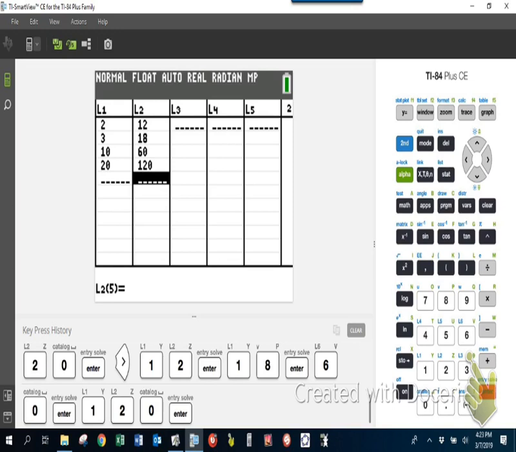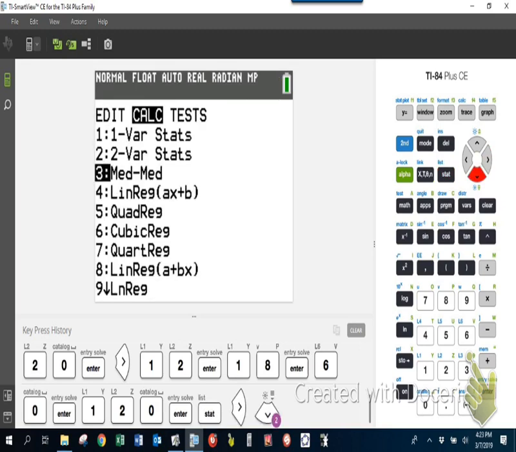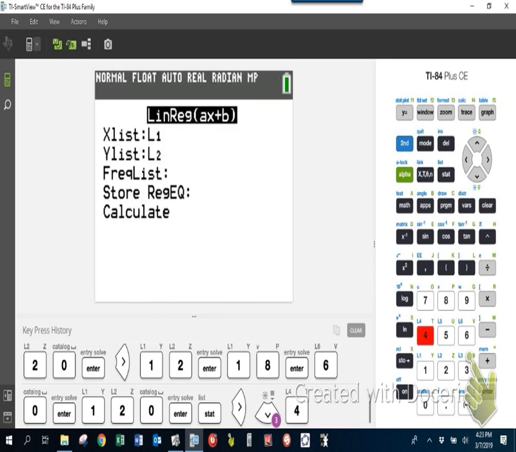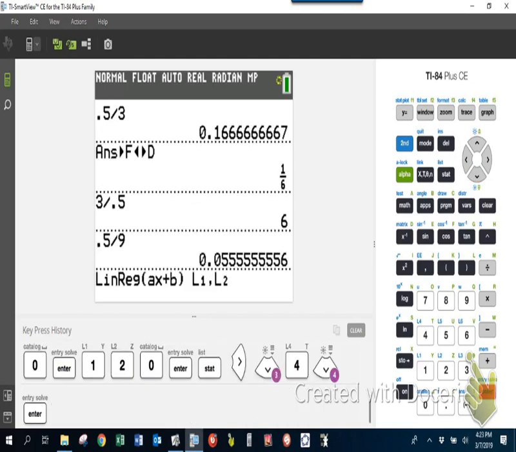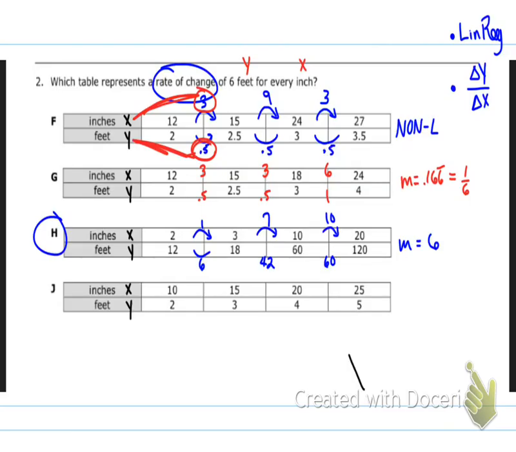Now, from here to finish off linear regression, I do stat, and this time I move over to calculate. And I want to choose option number 4. My ax plus b represents my mx plus b. And then I go ahead and click calculate. And my equation is y equals 6x plus 0. However, if this is my equation, we should know that first off, you don't have to write plus 0. And then second of all, the 6 is my slope. So by checking H through linear regression, I'm able to get that. But the work I showed there by hand is going to work good as well.